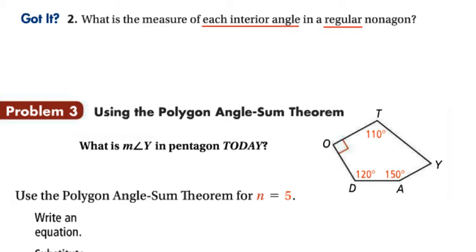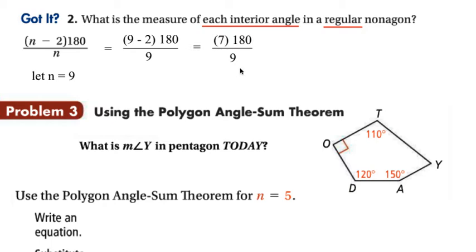Alright, I hope you gave that a try. Let's go ahead and work through this one. First thing you want to do is write your formula. And your formula is n minus 2 times 180 over n, and we're going to let n equal 9. When we plug in 9 there, we get 7 times 180 divided by 9, and that gives us a total of 140 degrees for each of those single interior angles of a nonagon.